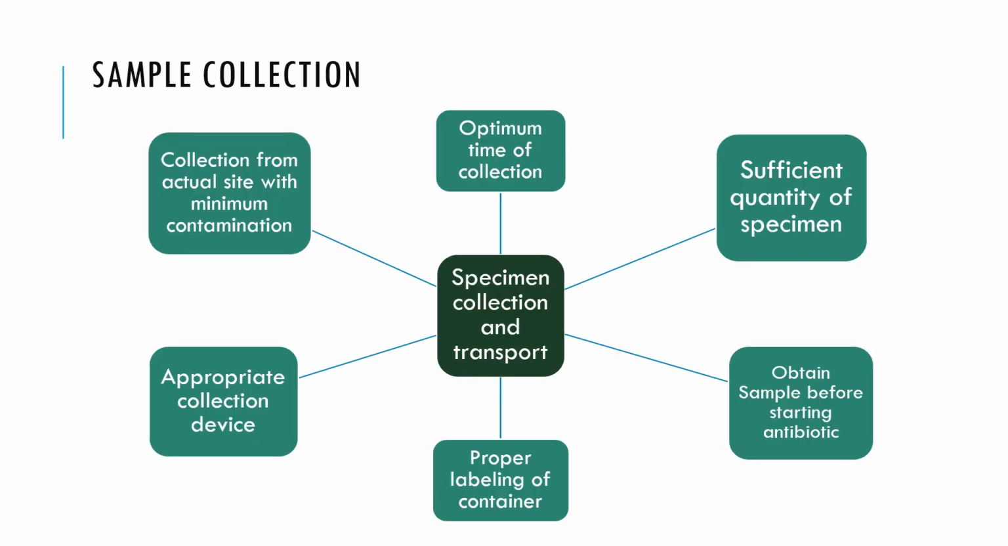Let us learn about sample collection. We have seen sensitivity, specificity, and predictive value. Let us now learn about sample collection. Collection from the actual site with minimum contamination is key. There should be an optimum time of collection. Sufficient quantity of specimens should be collected. Obtain the sample before starting antibiotics. Proper labeling of the container needs to be done. An appropriate collection device needs to be used. So all these are factors affecting specimen collection and transport.